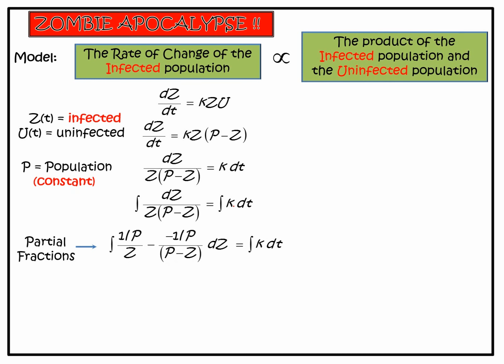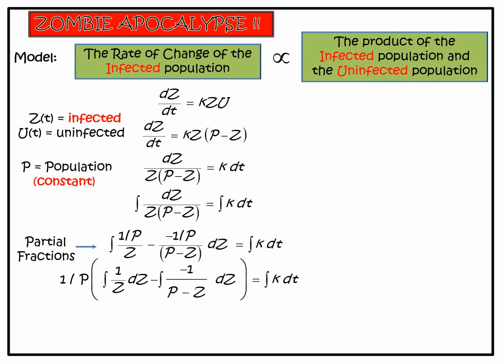Now on the right-hand side, we've got the easy integral, and we've got two logs on the left-hand side after we factor out that common factor. Let's go ahead and do that. Take our 1 over P out in front. We've got the integral of 1 over z dz, and then minus the integral of negative 1 over (P minus z).